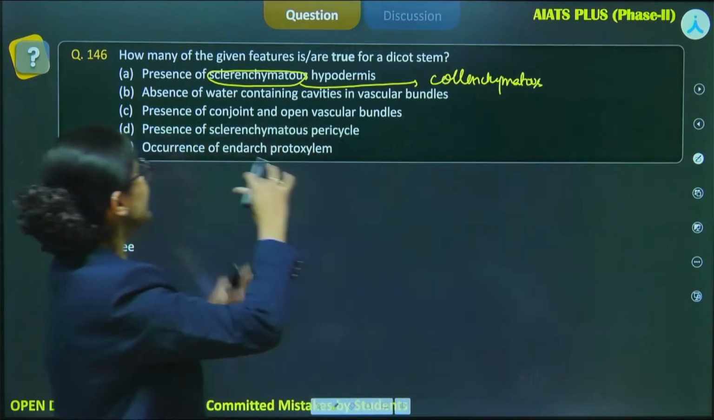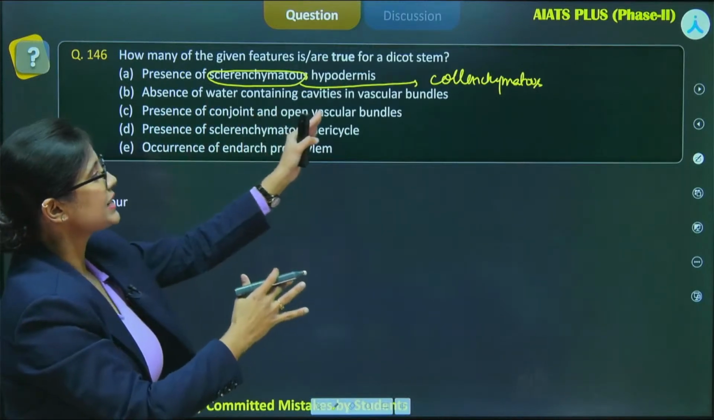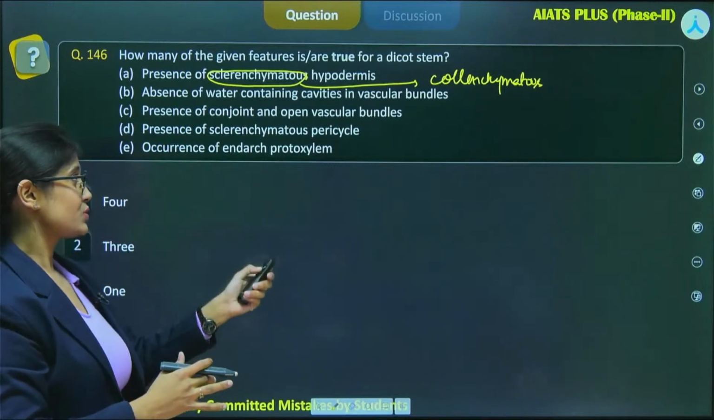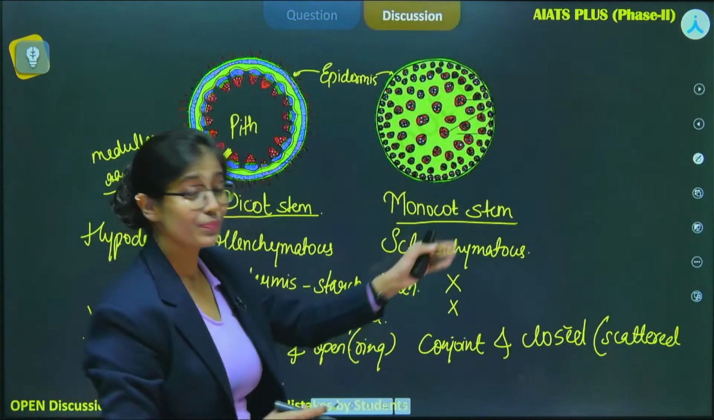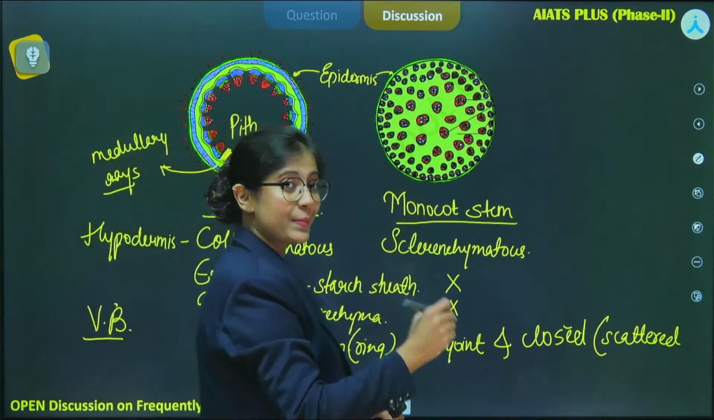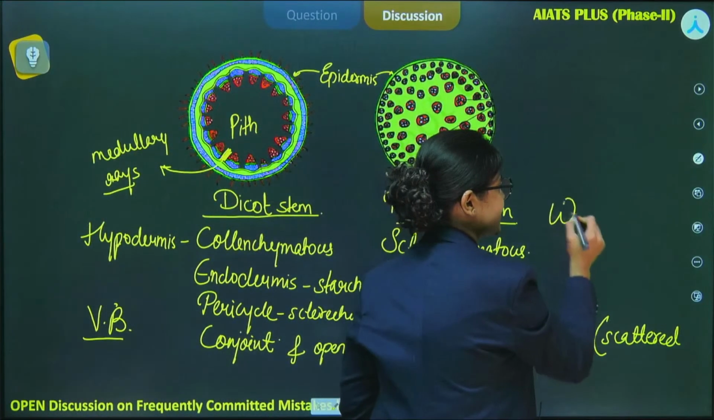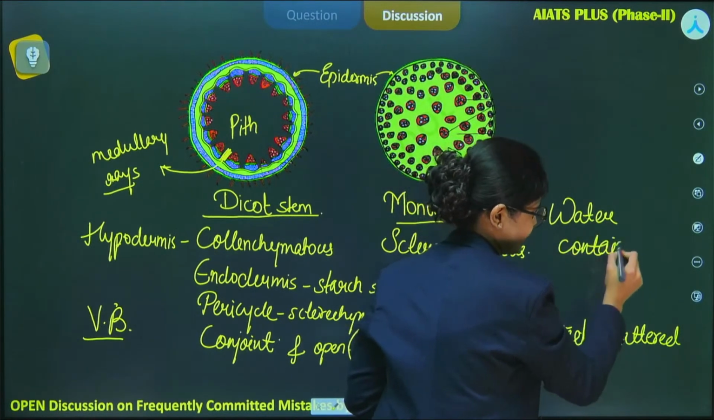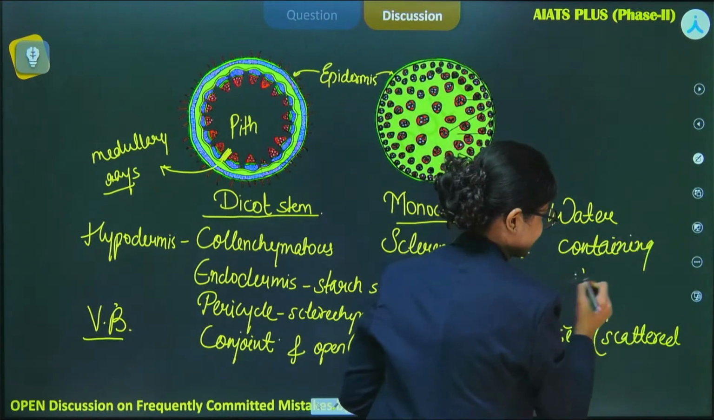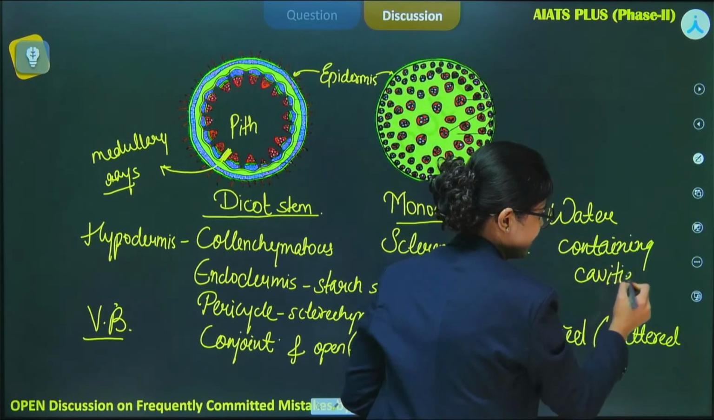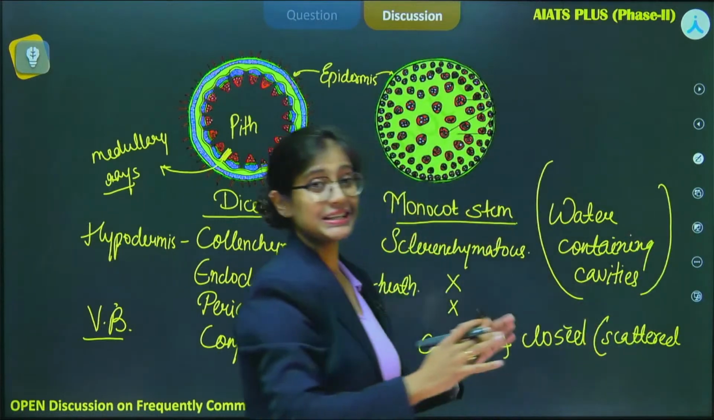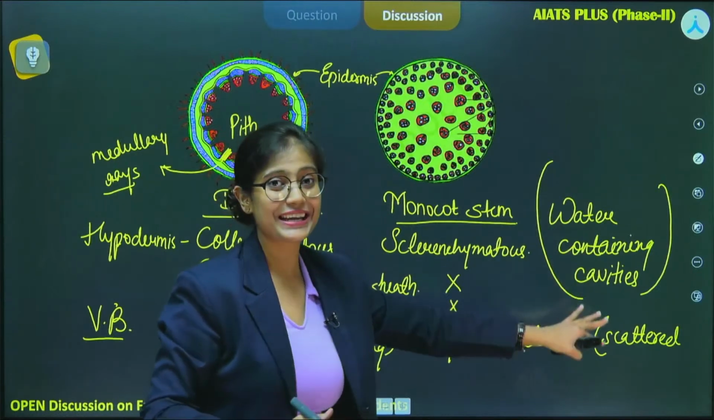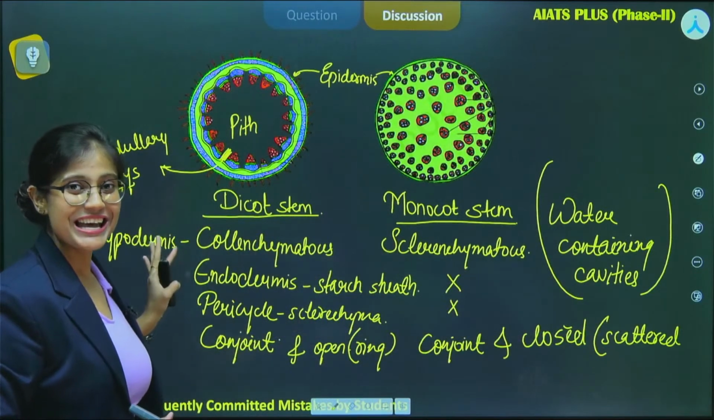Okay. Now, next feature which says absence of water containing cavities in vascular bundle. So yes, it is true. I'm so sorry that I haven't mentioned it here. In monocot stem, vascular bundles have water containing cavities. These are its characteristic feature. If someone gave you TS of monocot stem, how will you identify? There will be presence of water containing cavities, but they are absent in dicot stem.